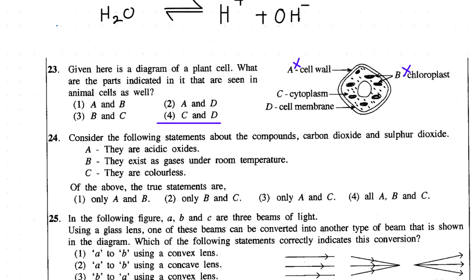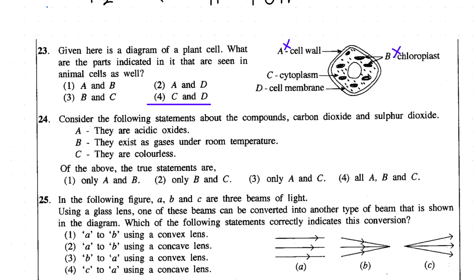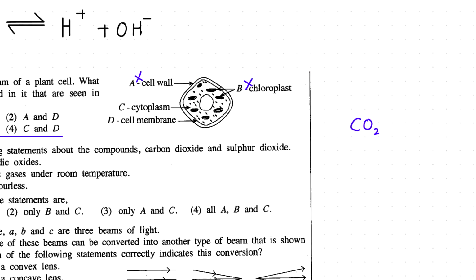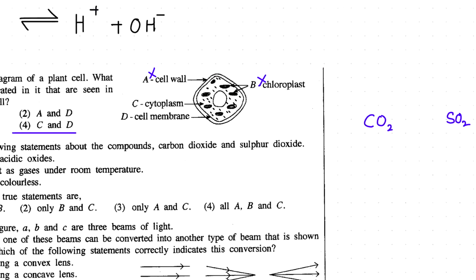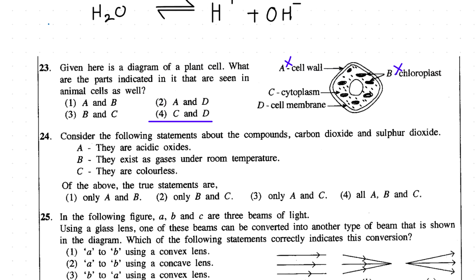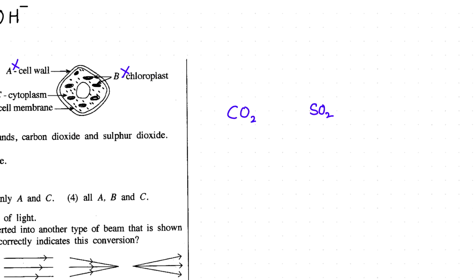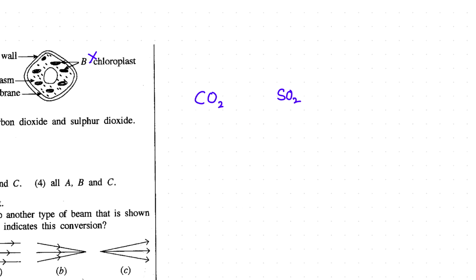Consider the following statements about the compounds carbon dioxide and sulfur dioxide. They are acidic oxides. Sulfur dioxide is an acidic oxide; you may remember we discussed whether the oxides of the third period are acidic or basic. Carbon dioxide is also acidic, because of the carbon dioxide in the atmosphere. Rain is actually slightly acidic because the atmosphere has carbon dioxide. Rainwater, when it falls from the clouds, dissolves the carbon dioxide present in the atmosphere. Therefore, rainwater is slightly acidic. So carbon dioxide is acidic, and sulfur dioxide is also acidic. So this is true.